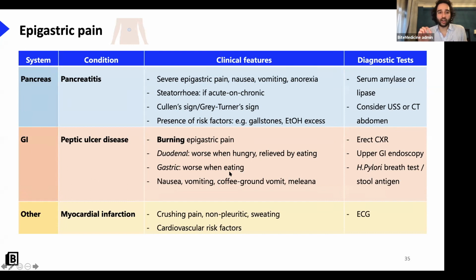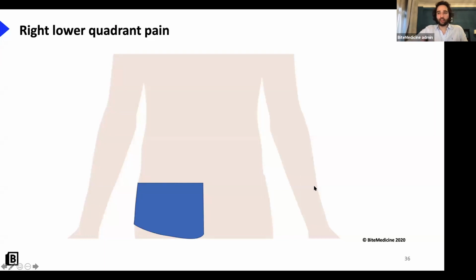So these are the key ones that I always have in my mind when I'm thinking epigastric pain in the emergency department. Now let's think, moving a little bit lower in the abdomen, about lower quadrant pain. So right lower quadrant pain. This includes our iliac fossa as well.